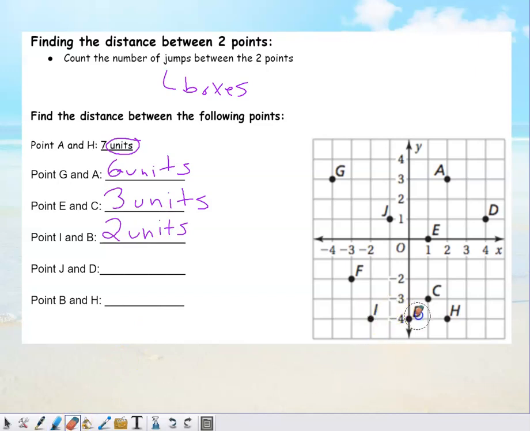Point J and point D. Start at 1. Oops. 1, 2, 3, 4, 5. 5 units. Don't forget to put units. Point B, last one, point B and point H. Start at B, 1, 2, 2 units.